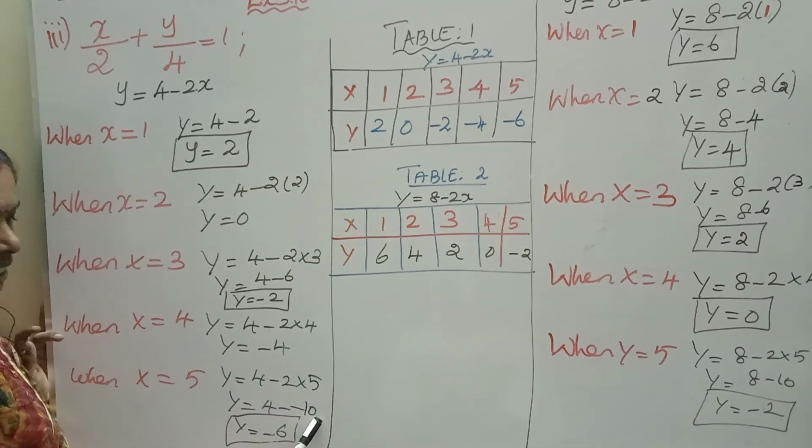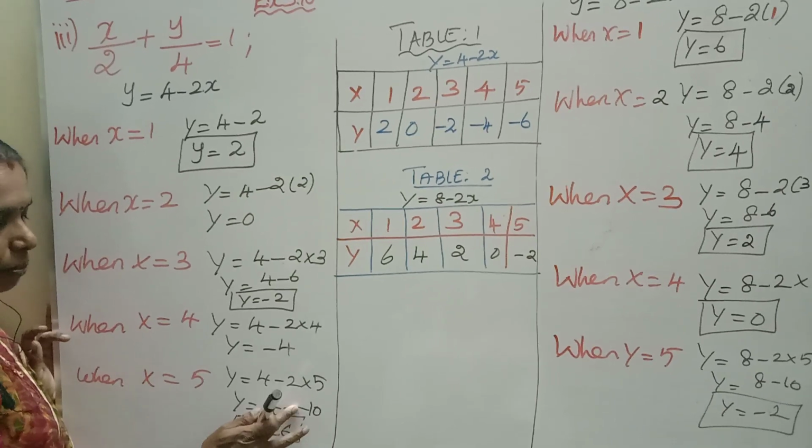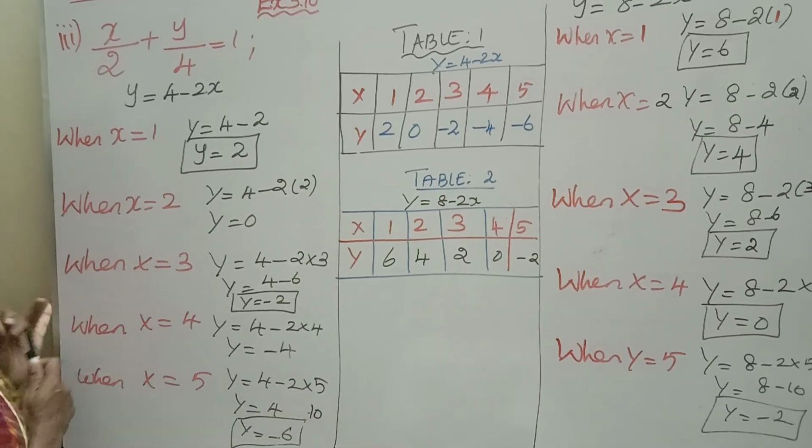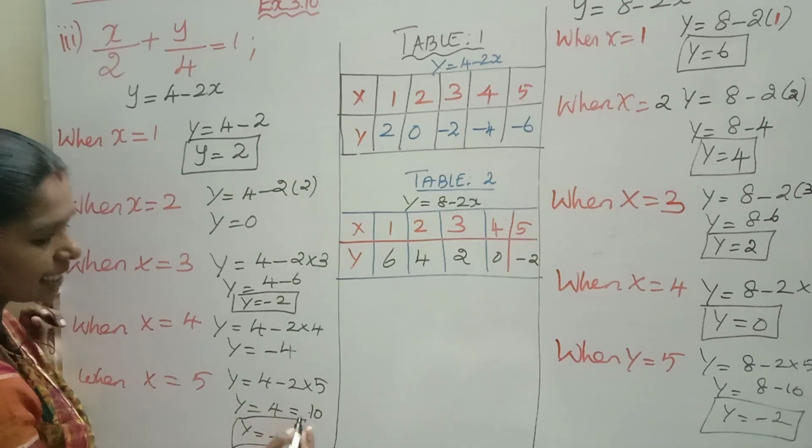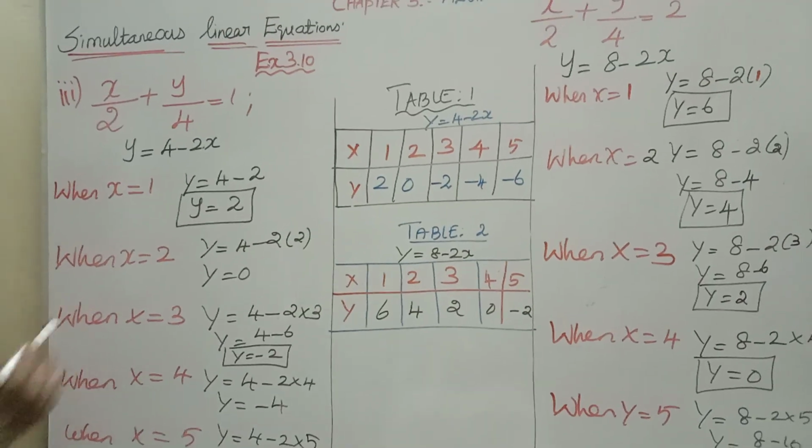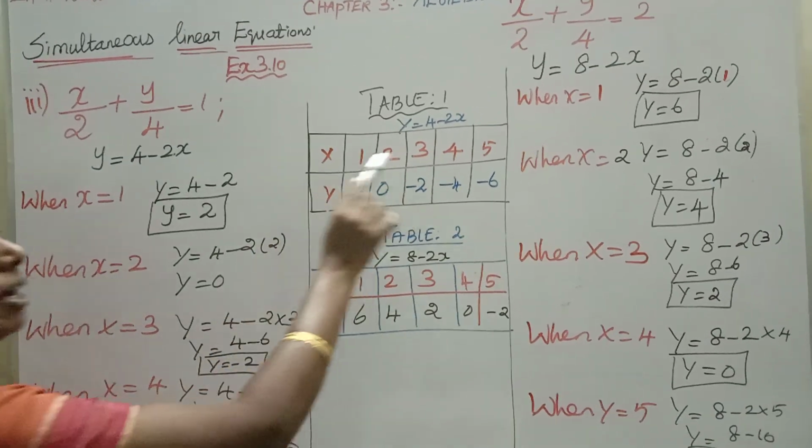5 2s are 10, minus 10. So 4 minus 10, what do we get? 4 minus 10 gives y value minus 6. Now I have checked 5 points, and here I am writing the 5 points.